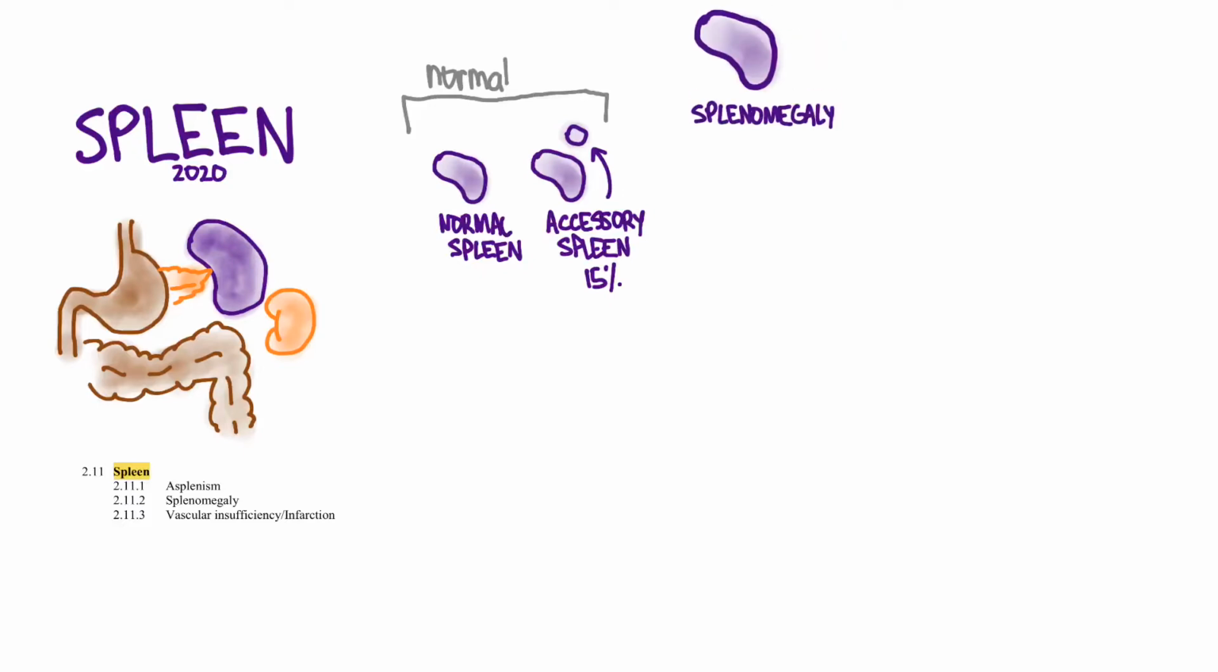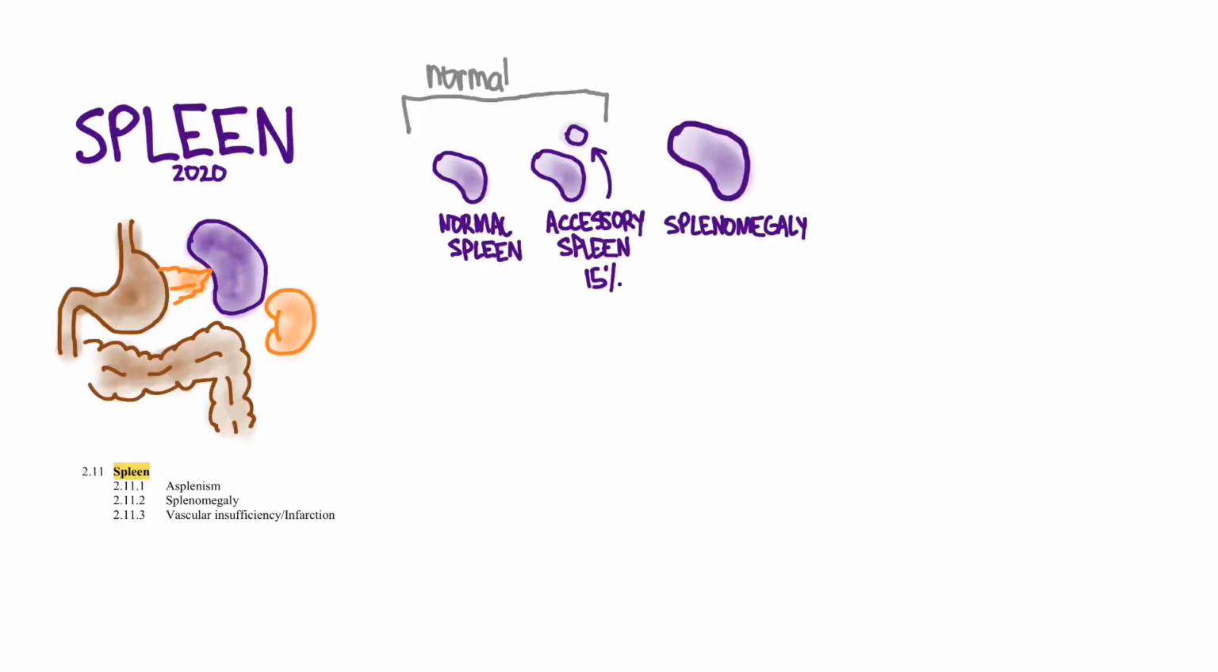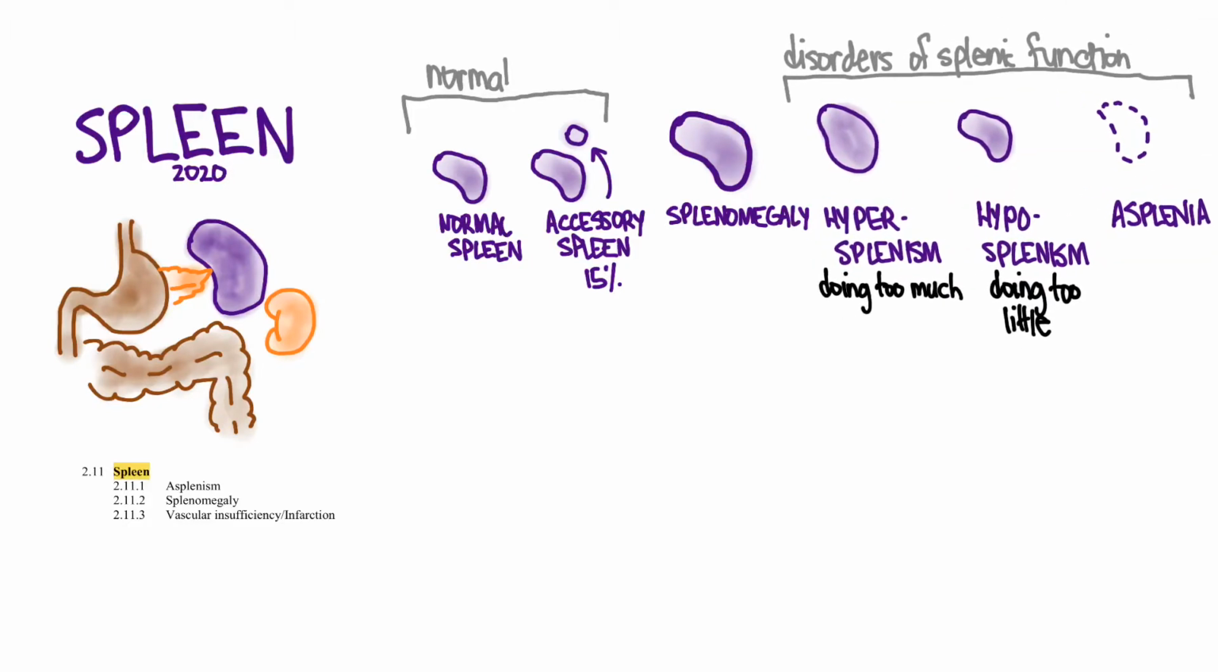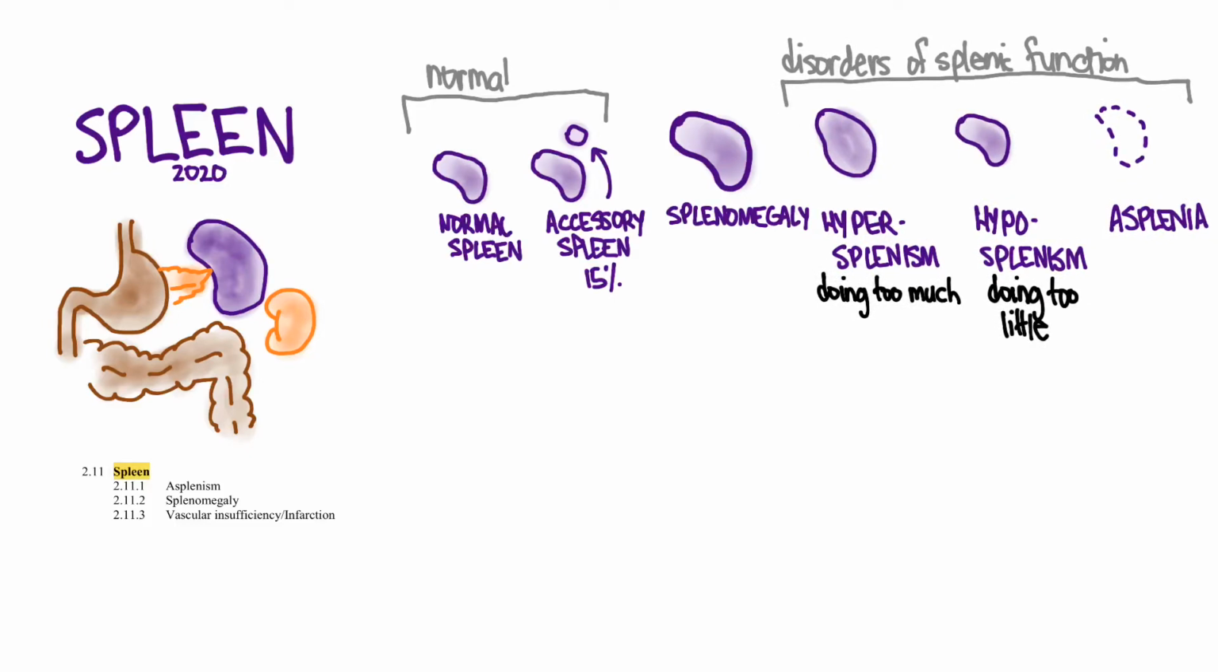One of the other things we will talk about is splenomegaly. That's when a spleen enlarges in size. And remember, the size of the spleen is dependent on the age and the height of the patient, so you need to figure out what is normal for that person. And then we're going to talk about various disorders of splenic function, and so that could be things like hypersplenism, where the spleen is doing too much, hyposplenism, where it's doing too little, or asplenia, where you either don't have a spleen or the spleen isn't really doing anything.